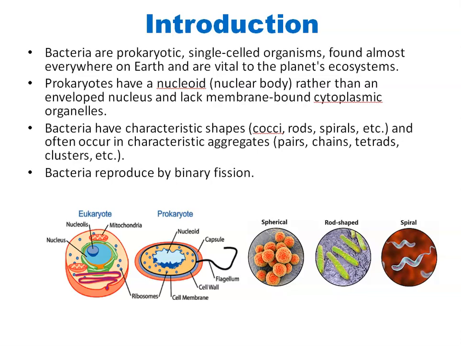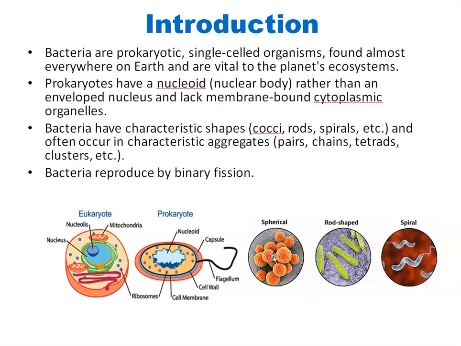Prokaryotes have a nucleoid rather than an enveloped nucleus. You can see here, this is a prokaryotic cell, this is the nucleoid without any nuclear membrane. But here in the eukaryotic cell, the nucleus is surrounded by a nuclear envelope, right? Bacterial cells also lack membrane-bound cytoplasmic organelles, for example, mitochondria, Golgi complex, endoplasmic reticulum, etc.